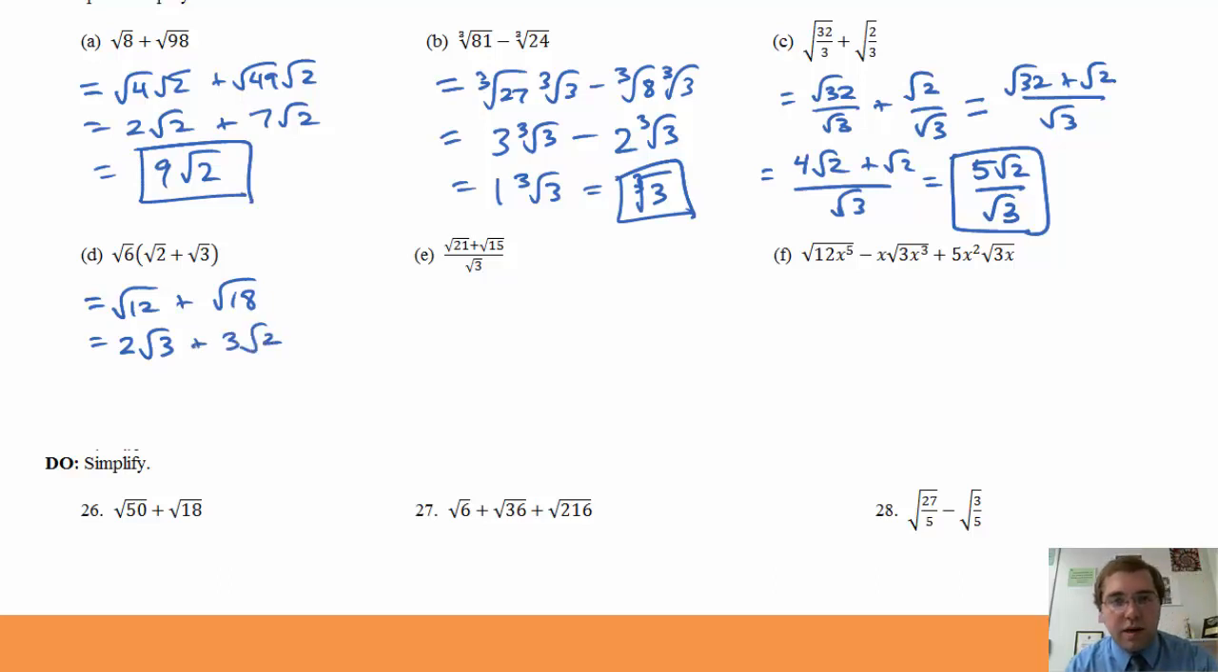Do they have the same radicand? No. Are they completely simplified? Yes. So I know that I can't add them together or simplify them any further, and I'm done.